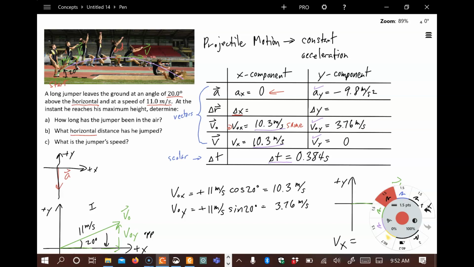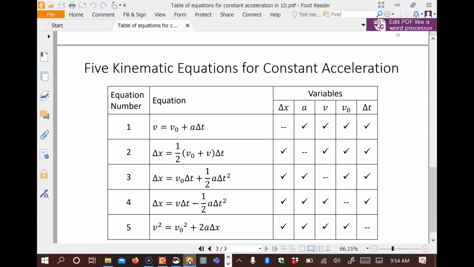Here's the good news. Now that we know the time, it applies to that column as well as that column. So the time is a special variable in this sense because the same number applies to both the x and the y components. If you don't know enough variables in the x component column, solve for delta t from the y component column as we just did, and then you can use delta t in the x component column. So let's choose an equation that we can use to solve for delta x, knowing that we have delta t.